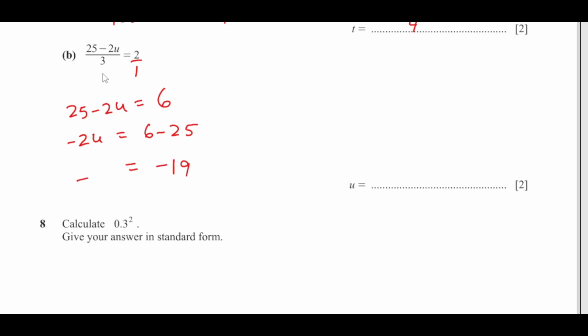and we have negative 2u on this side, divide by 2, divide by 2. We can put negative 2, so that the negative signs are gone. So we have 19 over 2 as the answer, which can be written as 9.5, right, in decimals.